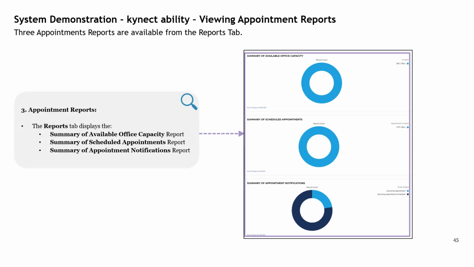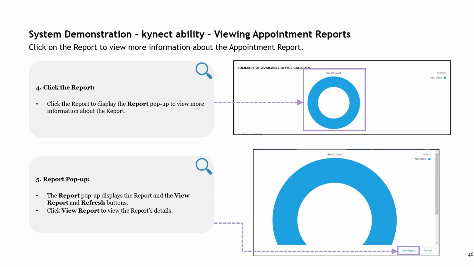The 3 appointment reports displayed on the Reports tab include the Summary of Available Office Capacity Report, Summary of Scheduled Appointment Report, and Summary of Appointment Notifications Report. Click the report to display the report pop-up to view more information about the report. The report pop-up also displays the View Report and Refresh buttons. Click View Report to view the report's details.